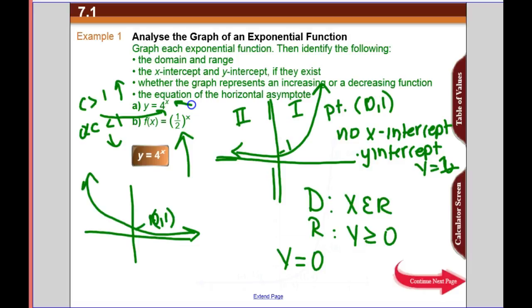And so basically there's still no x-intercept. The y-intercept is going to be 1. The domain is x is an element of the real numbers. The range has to be greater than 0. And the equation of the horizontal asymptote would still be y equals 0. So nothing really changes, besides that this one is an increasing function and this one is a decreasing function.